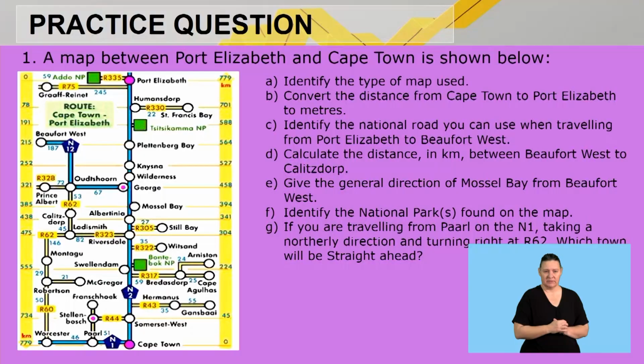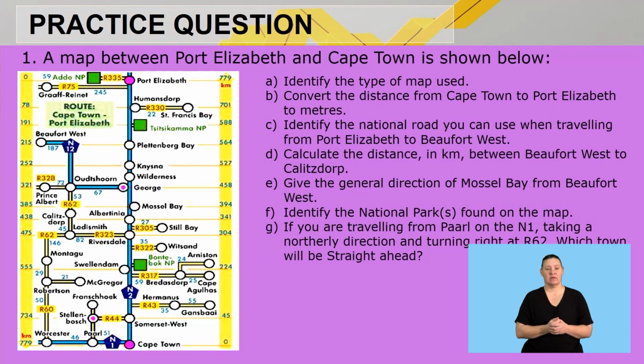My name is Tandin Tlapo, and today we are looking at maps, specifically practice and application questions. Now let us look at our first question on practice. A map between Port Elizabeth and Cape Town is shown below. Now, this is the map that is given to us.